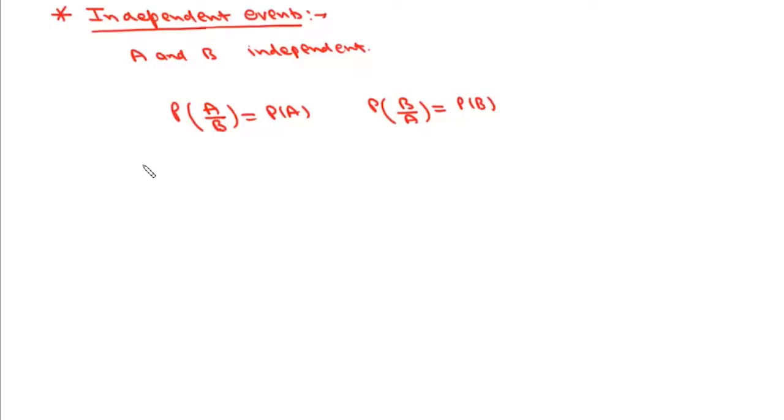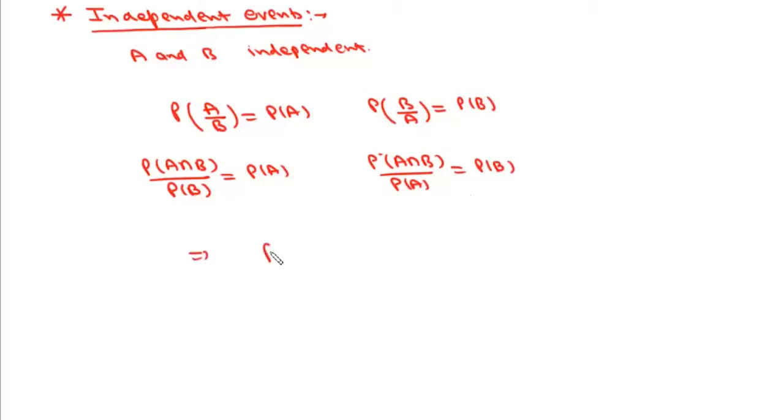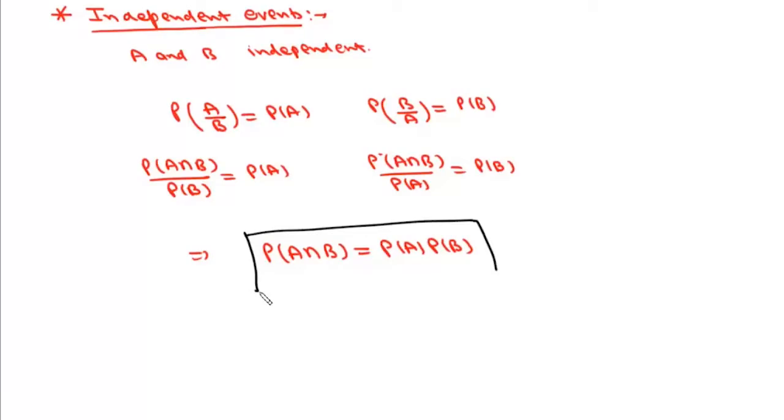Now probability of A given B is probability of A intersection B upon probability of B, and it is equal to probability of A. Or in the same way we can write probability of A intersection B upon probability of A, it is equal to probability of B. So from here we get this condition that if A and B are independent events, then probability of A intersection B must be equal to probability of A into probability of B. So if we have two events such that probability of A intersection B is equal to probability of A into probability of B, then we'll say these two events A and B are independent.